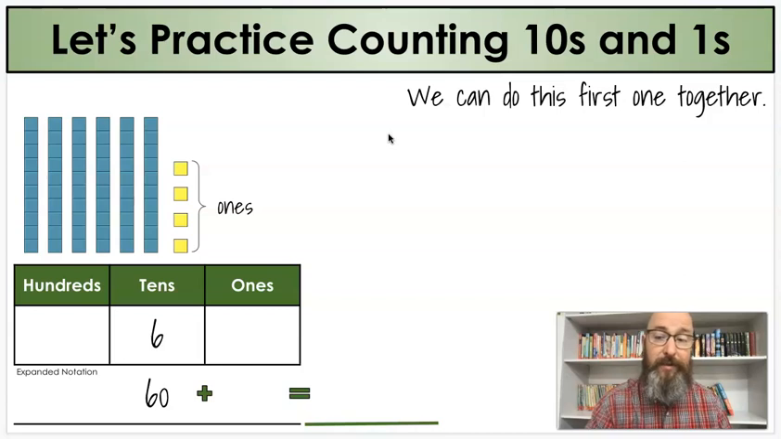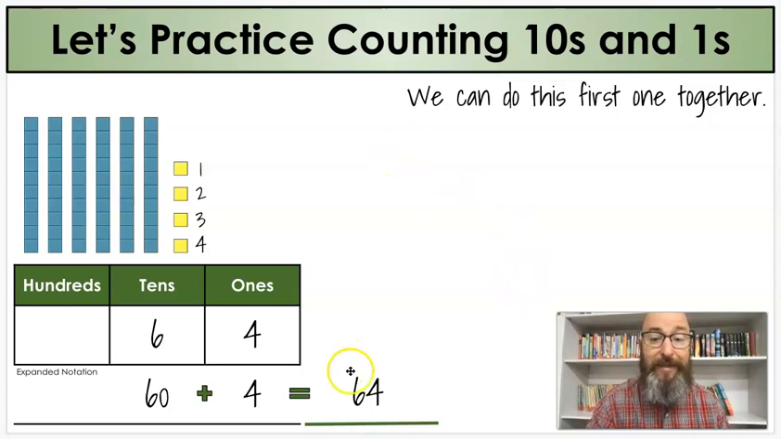Next, we're going to count the ones. And remember those little small squares? Those are the ones. We're going to count those. 1, 2, 3, 4. So we're going to put a 4 in the ones place. And of course, 4 ones is only worth 4. So we've taken that number and we have 64.